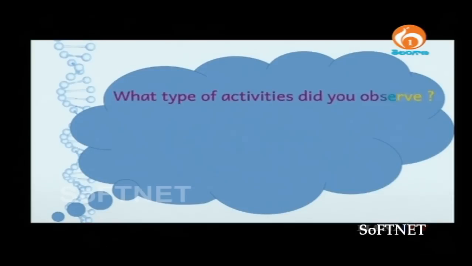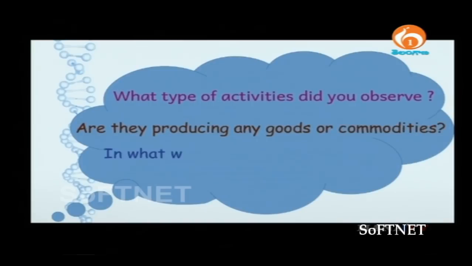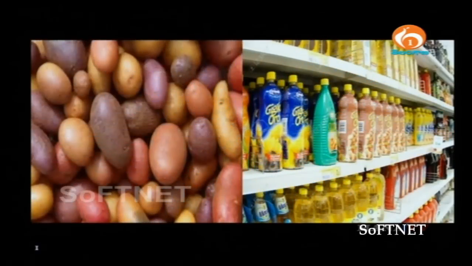Now children, what type of activities did you observe? Are they producing any goods or commodities? In what way are they different from agricultural and industrial activities? Think for a while. These are agricultural and industrial products. By this we can understand that agricultural and industrial activities produce products, whereas service activities do not. They produce services.